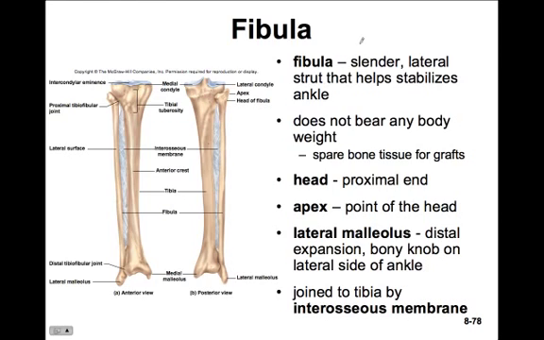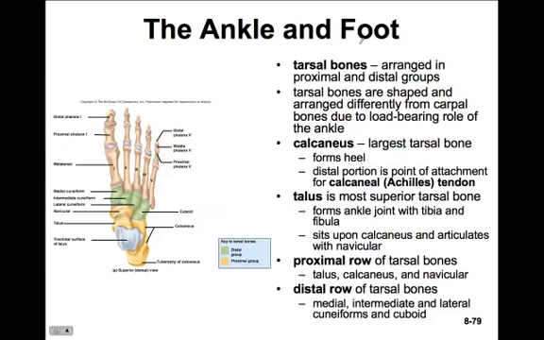Now let's move down into the foot. The tarsals are the ankle bones. They're arranged in proximal and distal groups, just like the bones of the wrist. Now, the way I remember carpals from tarsals is kind of a funny one. We drive a car, as in carpals, and we walk on tar, as in tarsals.